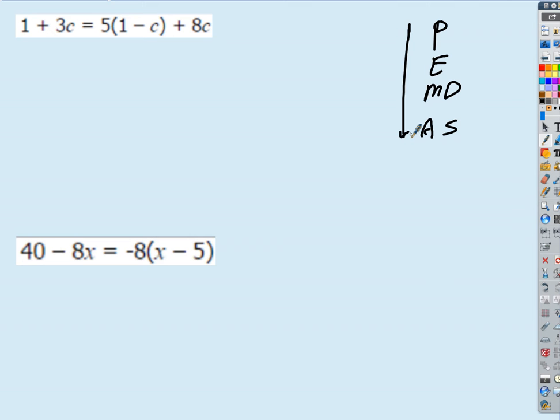So let's just go through the checklist here. Inside the parentheses, there's one set of parentheses, but there's nothing inside we can do to simplify, right? So we can check that one off. There are no exponents, so we can check that one off. There is a little multiplication. What kind of multiplication do we have to do to simplify here? Distribute. Yeah, I got to multiply the 5 times this quantity. So we can distribute.